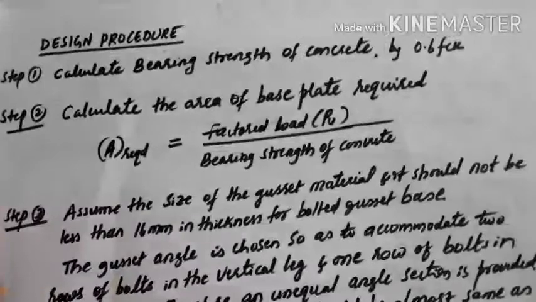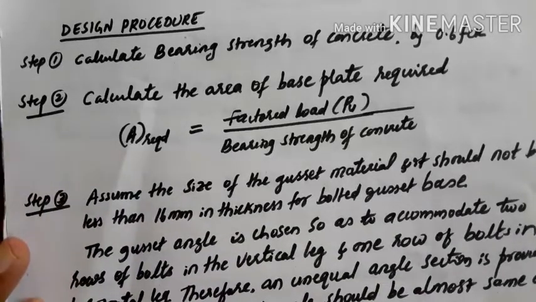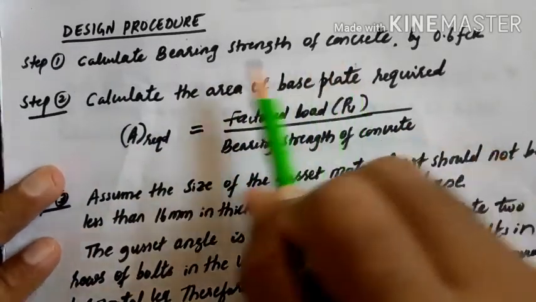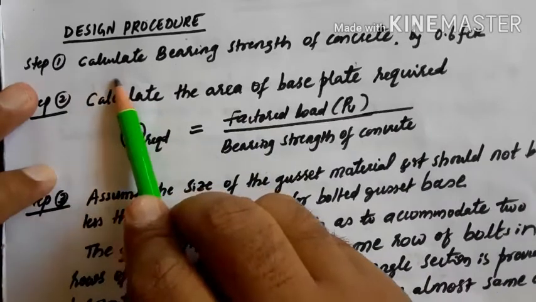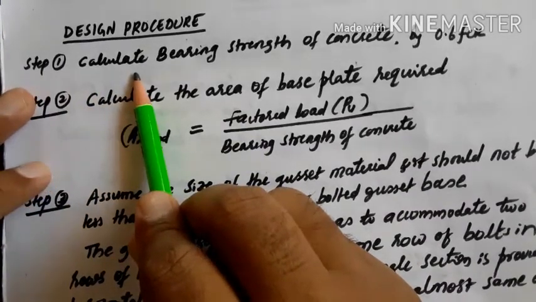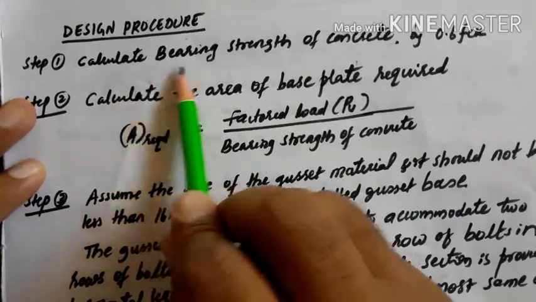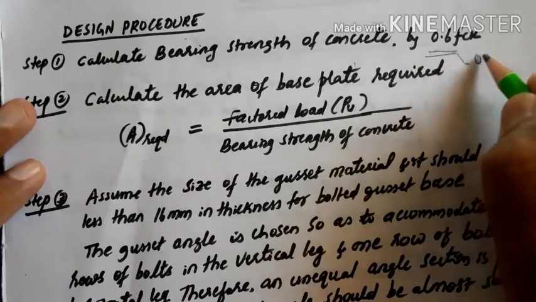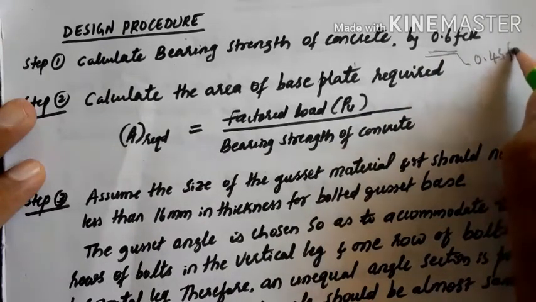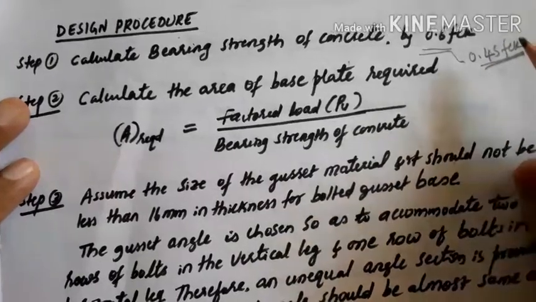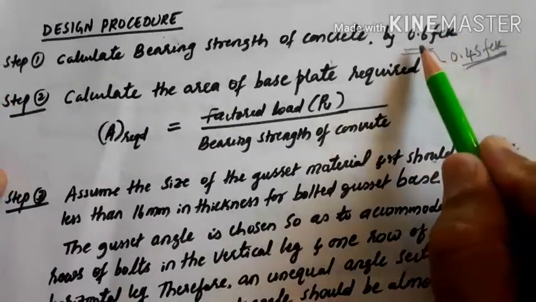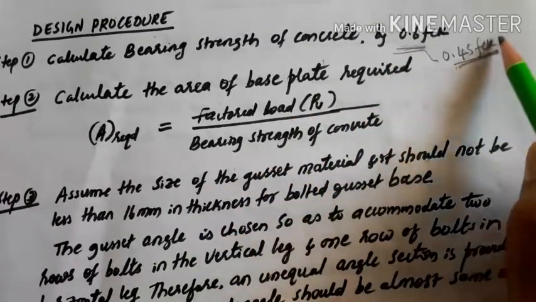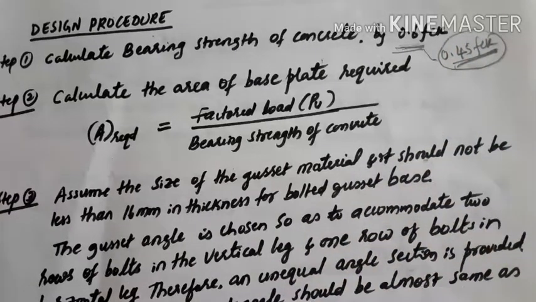What is the design procedure here? The design procedure will be to calculate the bearing strength of the concrete. Again, the same design steps are to be followed as in the case of a simple slab base. We calculate the bearing strength of the concrete by using this formula. In some textbooks, they have taken this as 0.45 fck also. That is also correct, and both are correct. But as per IS 800-2007, this formula has been given. In some textbooks, they use the bearing strength of the concrete by taking 0.45 fck.